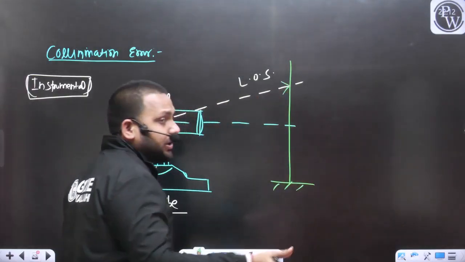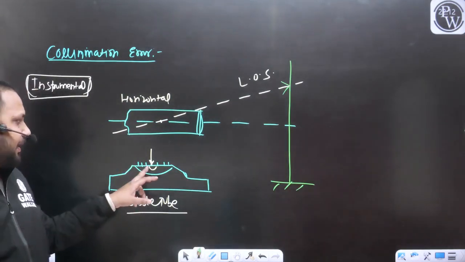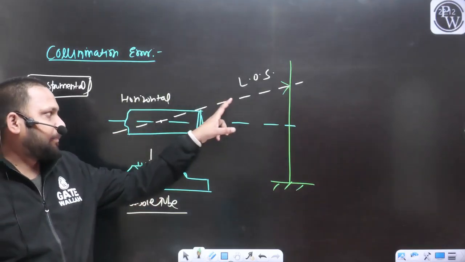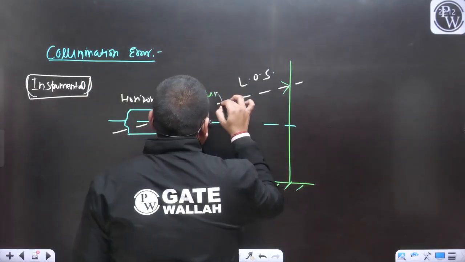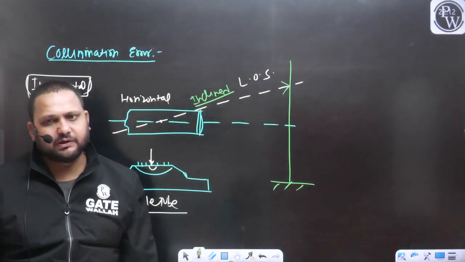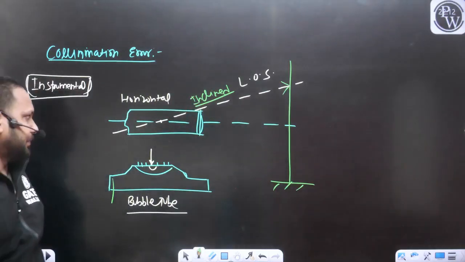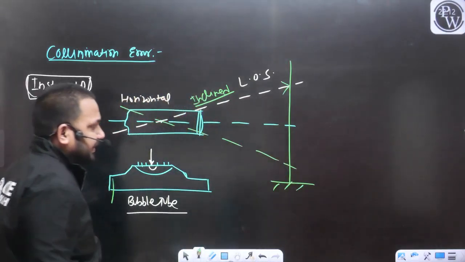But in actual, what is the issue? The bubble is at center, but this is the inclined position of the line of sight. It may be upward, it may be downward, both cases will be there. It may be upward or it may be downward depending upon the instrument.